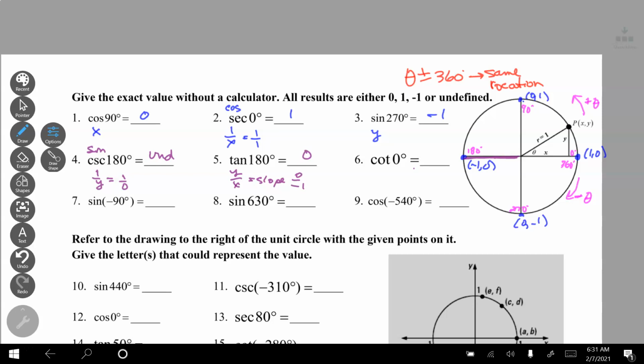Cotangent of 0, or cotangent, goes with tangent, so it's a reciprocal tangent. It's the x over the y. If I do x over the y, I get 1 over 0, and that is undefined. 90 degrees is going backwards, so if I don't like this angle, I can always add 360 to it. If you add 360 to it, you get positive 270 degrees.